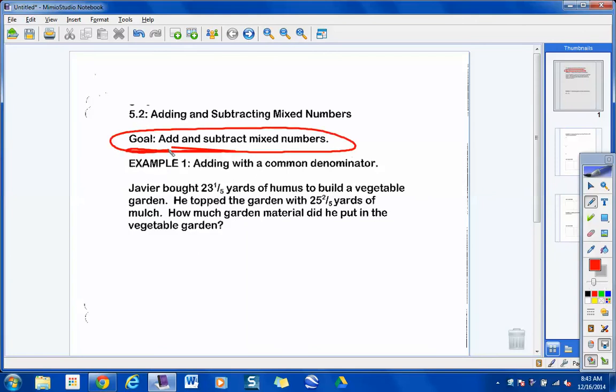All right. Example 1 is adding with a common denominator. Just to make sure here, guys, if I had a fraction, n over d like this, which variable represents the denominator? Okay, the denominator is way on the bottom, okay?